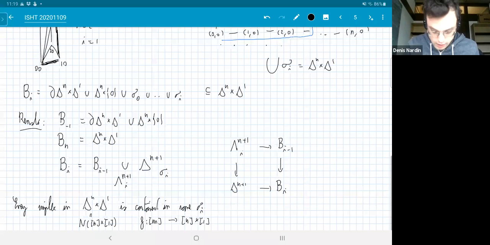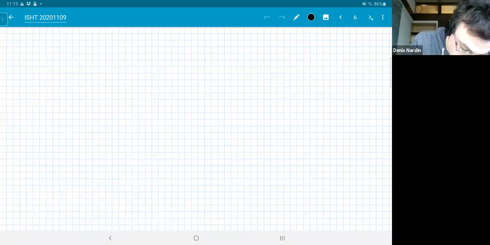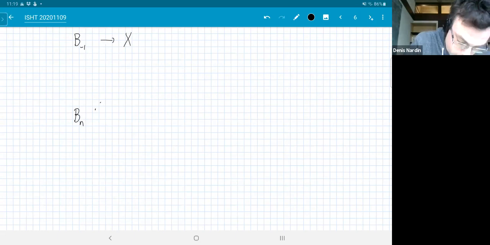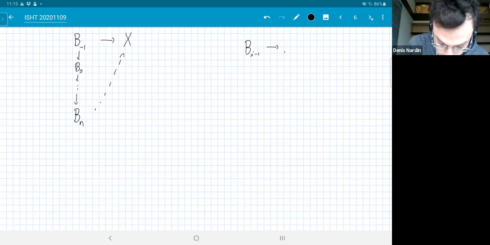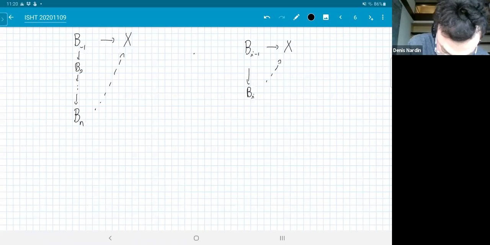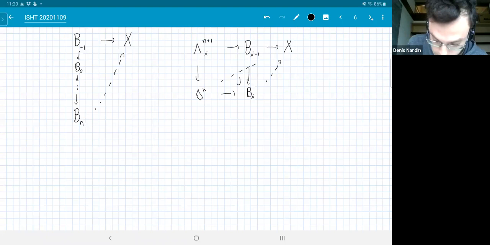So the idea now, you start with B, you have a map from B minus 1 into X, and you want to extend it to a map from Bn. And the idea, you extend it by induction. So it's enough to show that if you have a map from Bi minus 1 into X, you extend it to some map from Bi. But this is obtained as a push out here by gluing that along that piece. So it's enough to extend it along this inner horn, which we can because X is a Kan complex.